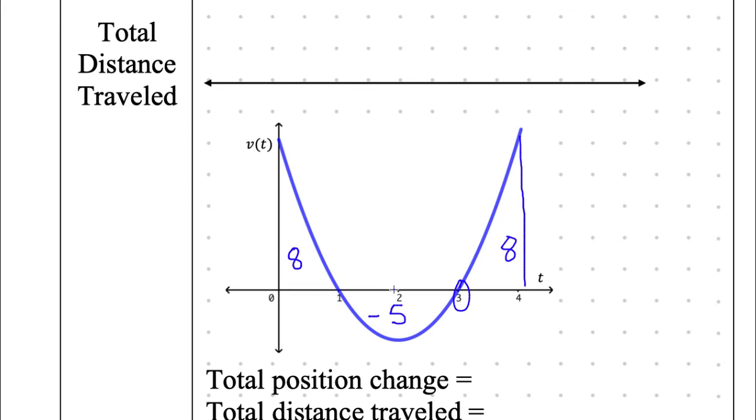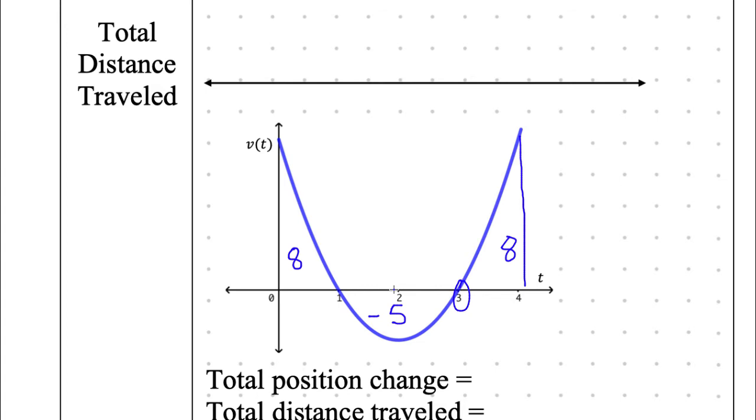Think about someone who's moving forward. Let's say I start here, not on this graph, a totally different graph. I move forward a positive distance, and then I move backwards the same exact distance. How far have I traveled? 0. My total net distance is 0, but my total distance traveled is twice that, like that and back.